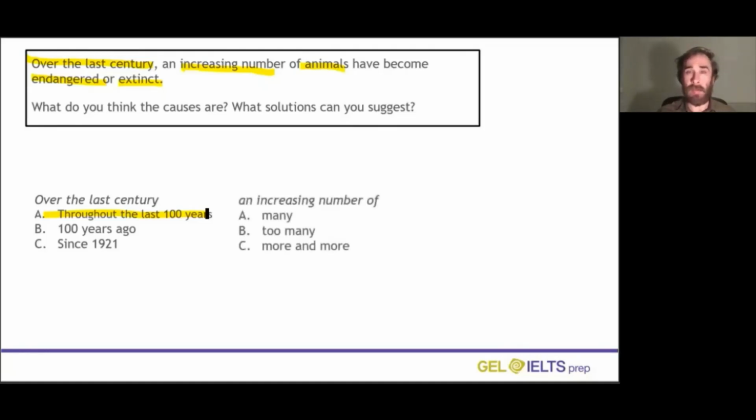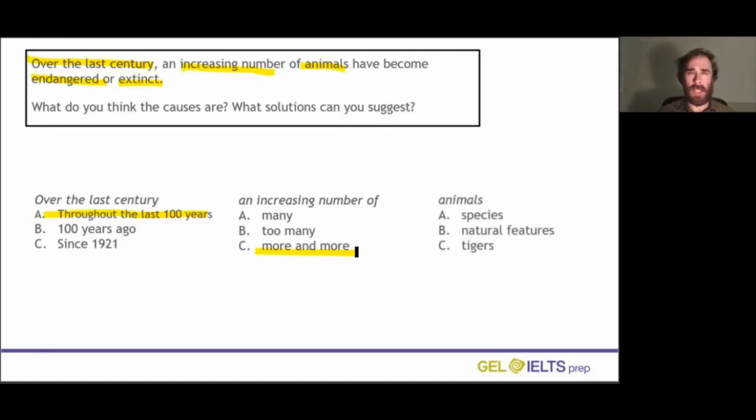An increasing number of. Which of these is a good synonym for an increasing number of? Is it A, many, B, too many, C, more and more? Look at the next question below this video and choose the correct option. C, more and more. This gives the idea of a number which is increasing steadily.